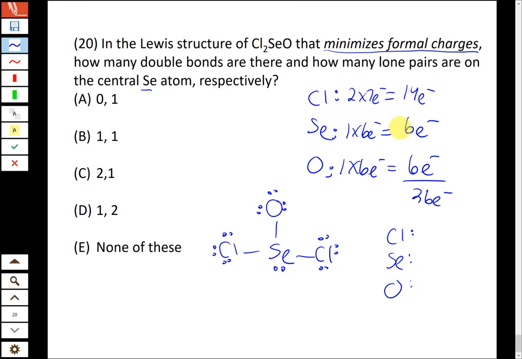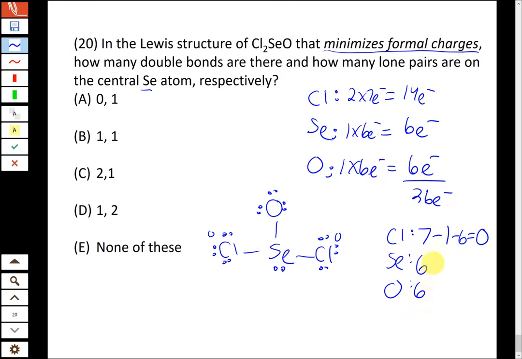chlorine has 7 valence electrons each. So we start with 7 valence electrons. Each chlorine has 1 bond. Each chlorine has 6 non-bonding electrons, so both chlorine atoms have 0 formal charge. And again, as we've noticed the pattern over and over again, when you have chlorine or fluorine or any halogen as an outer atom, they tend to form single bonds and have 3 lone pairs, and that's how they're going to be.